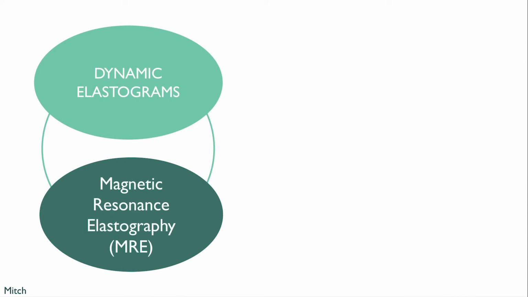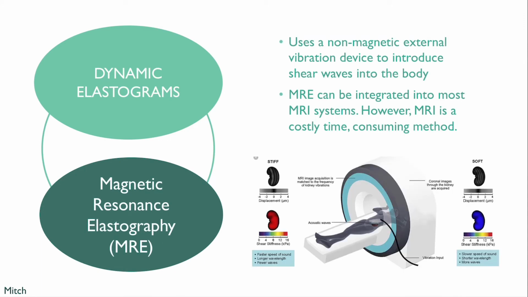Magnetic resonance elastography, MRE, uses a non-magnetic vibration device to introduce shear waves into the body non-invasively, which can then measure the stiffness of soft tissue. However, even though MRE can be integrated into most MRI systems, MRI is a very costly, time-consuming technique. The use of MRE can be limited due to the cost and the fact that ultrasound systems can have comparable capabilities and are more readily available.